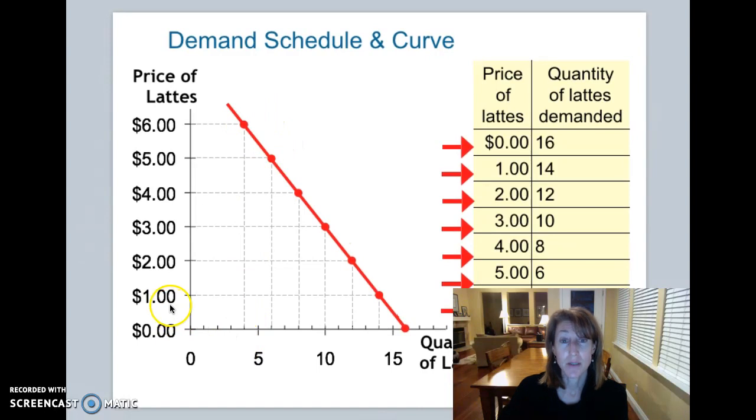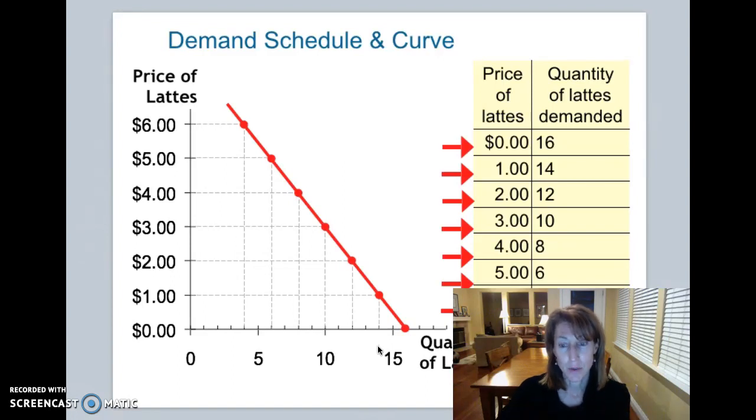Let's say there was a price of $1. You could read off my demand curve, which comes from the schedule, and I would have 14 lattes. Wow, that's a lot. So it's a downward sloping demand curve to show that when price is high, I demand less, and that's the quantity demanded. When price is low, I demand more, all else being equal. So what does this tell us?